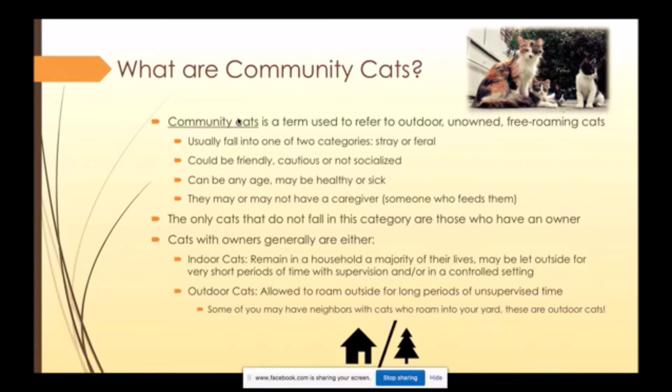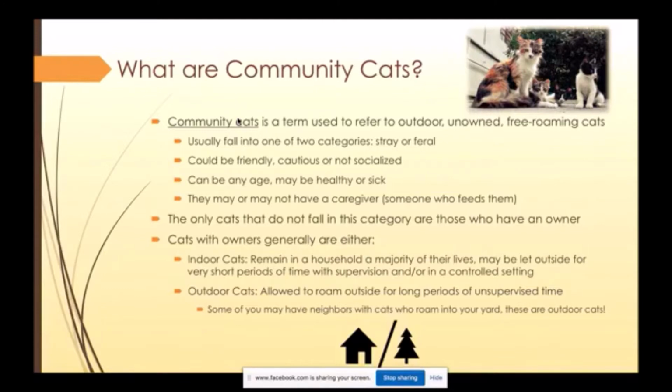So cats with owners are generally either indoor cats or outdoor cats. Indoor cats remain in the household for a majority of their lives. They might be let out for very short periods of time, but that's always supervised and in a controlled setting. So some people with indoor cats might let their cat on their back porch for just a couple of minutes, but they're standing right there. We still don't really recommend that.